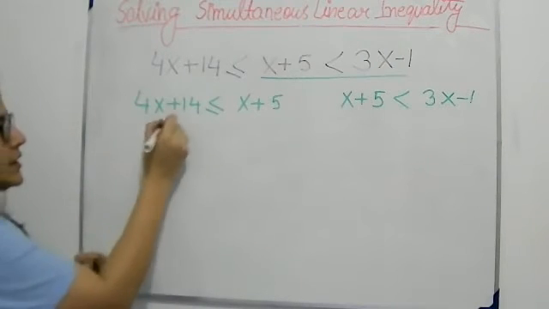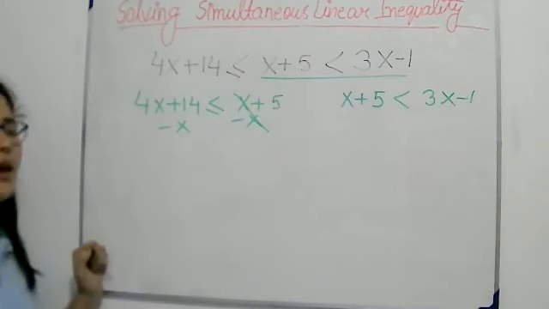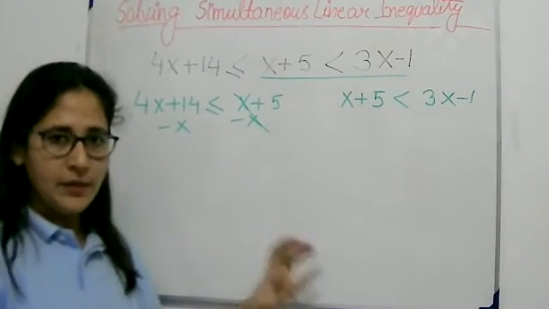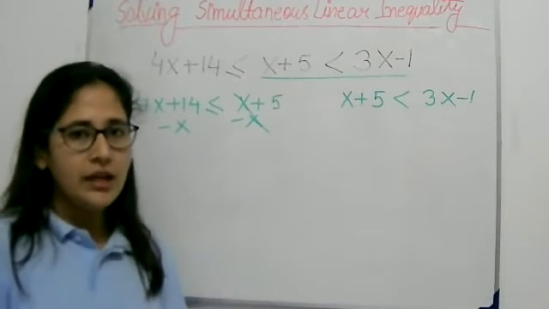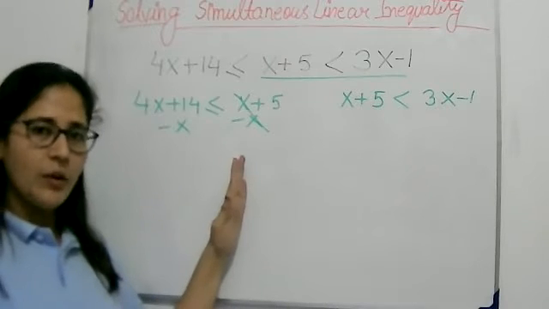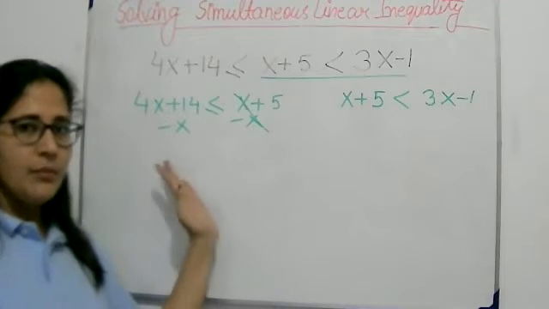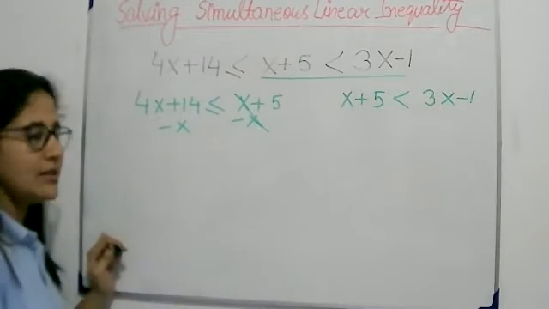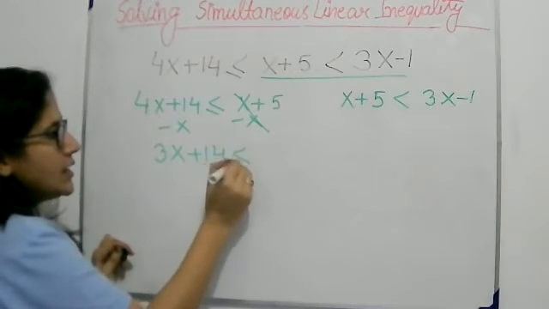What we can do here, let's subtract x both sides. x and minus x will be cancelled out. To solve any linear inequality, the method is the same as we always solve any linear equation. In a linear equation, we use all mathematical operations on both sides. So similarly for linear inequality, whatever we do on the right side, we will do on the left side also. Both sides we will do the same thing. So now subtract x both sides. So x and x are cancelled out. 4x minus x is 3x plus 14 less than or equal to 5.